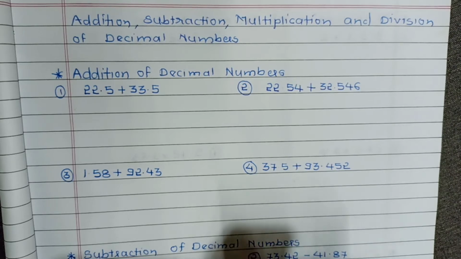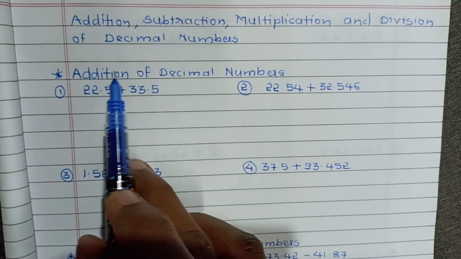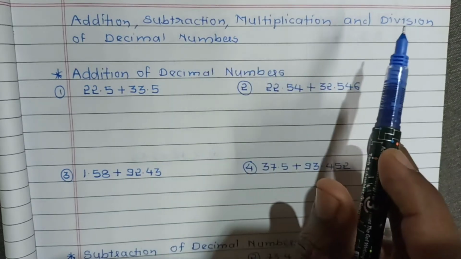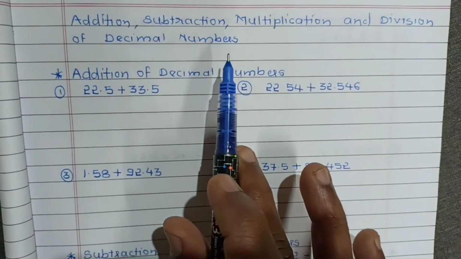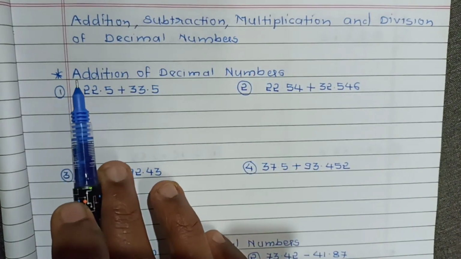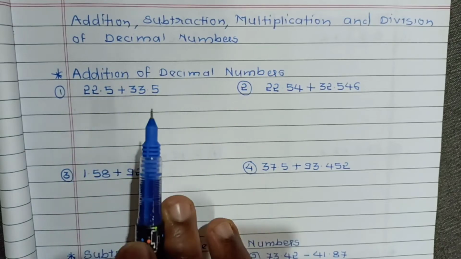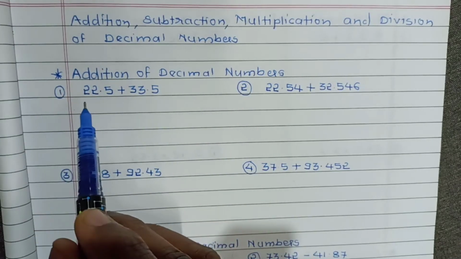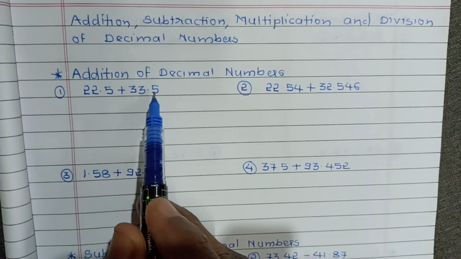In this video we shall learn how to do the addition, subtraction, multiplication and division of decimal numbers. First begin with how to do the addition of decimal numbers. First example is 22.5 plus 33.5.